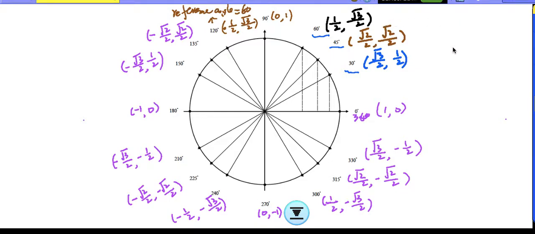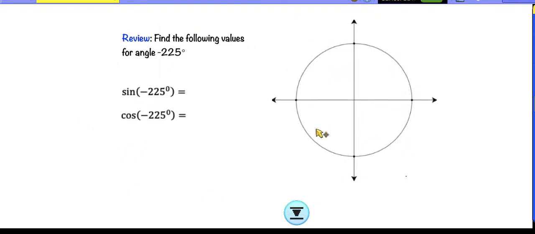So first, let's use one example to quickly review the lesson we talked about before. In this example, we need to find the sine and cosine of the angle negative 225. Let's draw this angle first. As we know, when we draw the angle, we always start with the initial ray here. Since this is negative, we are going to rotate clockwise.